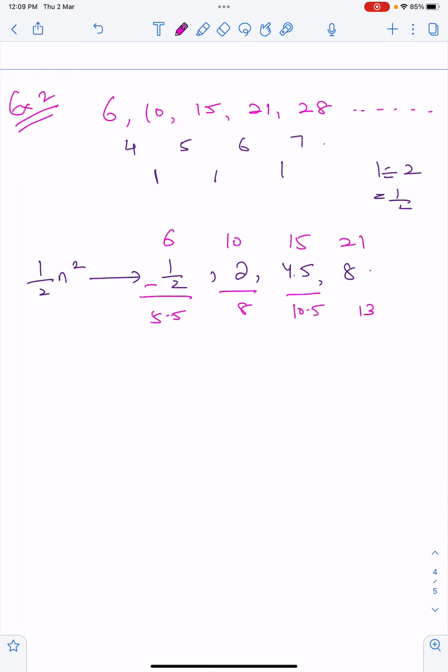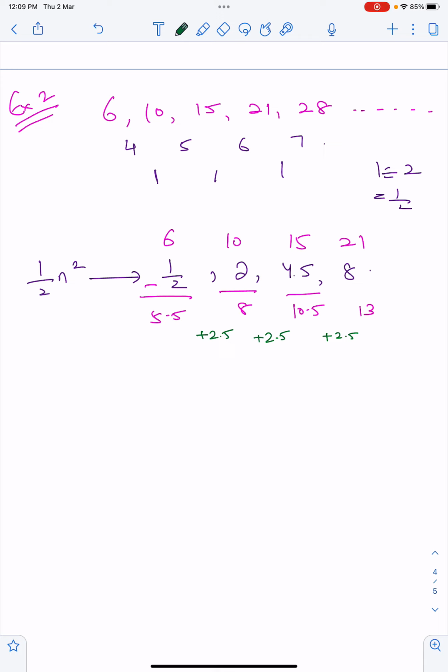Okay, if you notice, this is making a linear sequence, because when you add 2.5 to 5.5, you get 8, and when you add 2.5 to 8, you get 10.5, and when you add 2.5 to 10.5, you get 13. That means it's a linear sequence. Now we have to make the formula for the linear sequence.